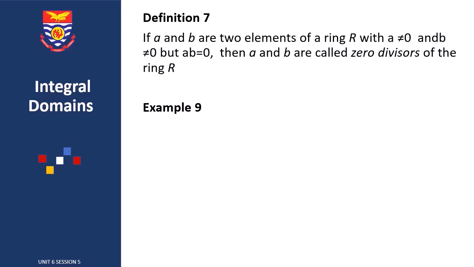Let's look at example 9, which talks about multiplication modulo 6. In multiplication modulo 6, you can say that 2 times 3 equals 0. Remember the theorem we talked about on modulo: 2 multiplied by 3 in modulo 6 is actually equal to 0. And so 2 and 3 are 0 divisors of multiplication modulo 6. That is what we refer to.